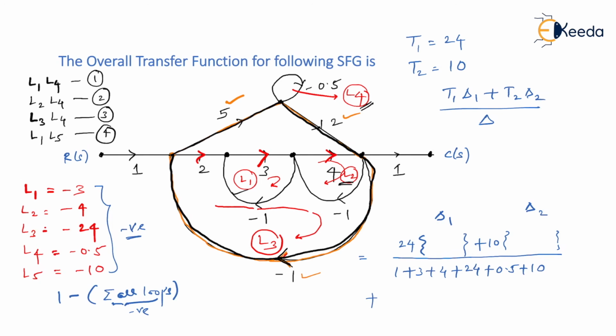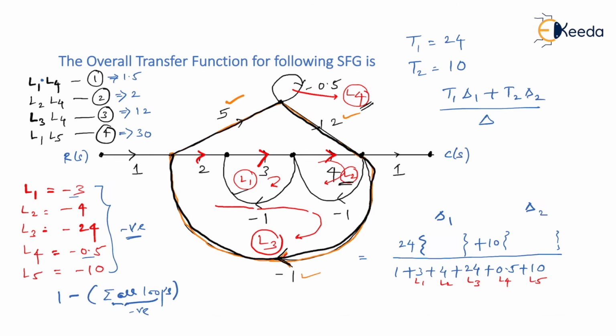Now just take a product of L1, L4. L1 is negative, L4 is negative. Of course, the product will be positive. So it is minus 3 into minus 0.5 comes out to be 1.5. So the product comes out to be 1.5. L2, L4 will become 2. L3, L4 will become 12. And L1 into L5 will become 30. Am I right? So this is what we'll keep on summing now. So don't forget, this is L1, L2, L3, L4 and L5.